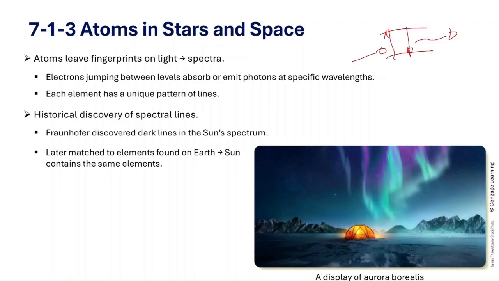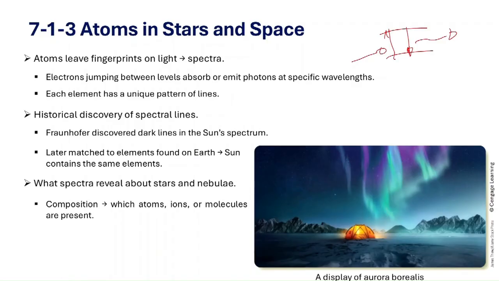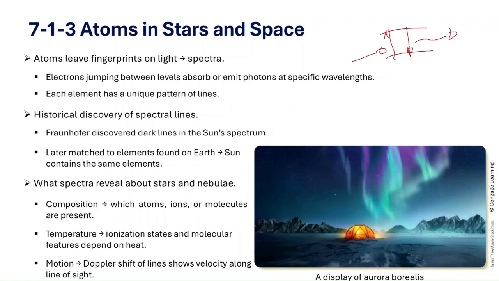So by studying these spectral lines, astronomers can determine the composition of a star or gas cloud: which atoms, ions or even molecules are present. And they can also estimate temperature because ionization states and molecular features depend on how hot the gas is. And finally, they can measure motion. If the lines are shifted towards the red or blue, it means the object is moving away or towards us. And we can calculate its speed using the Doppler effect.